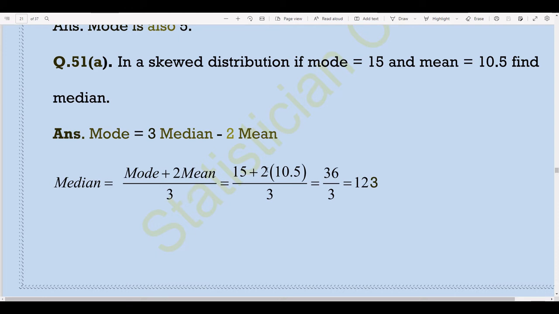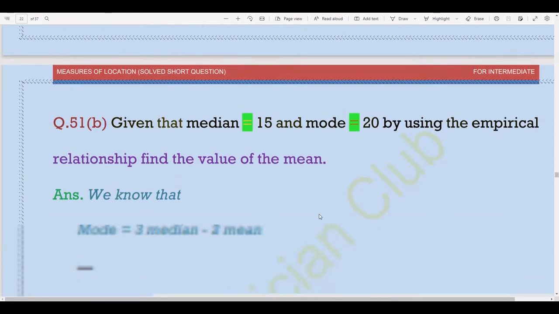So mode 15 plus 2 times mean 10.5, divided by 3, answer is 12. When 36 is divided by 3, the answer is 12 simply. This was wrongly written. Answer is 12. Median is equal to 12.